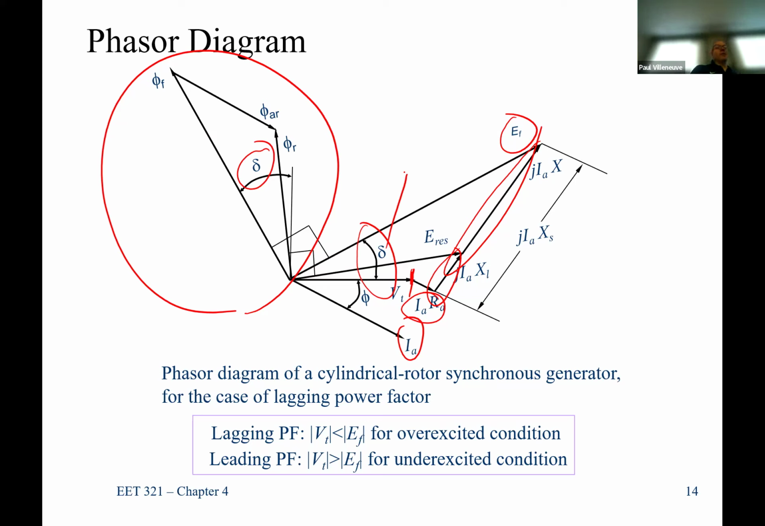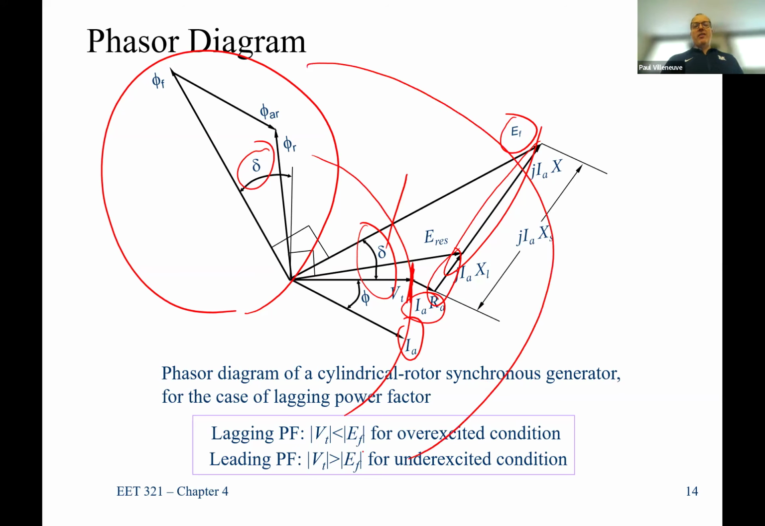So there's a couple things happening over here. If you look at the magnitude of VT, what I will do is draw a circle. Here's the magnitude of VT. Here's the magnitude, if I could draw correctly, of EF. You can see that the magnitude of EF is much, much greater than VT. That's always going to be the case for a lagging power factor.